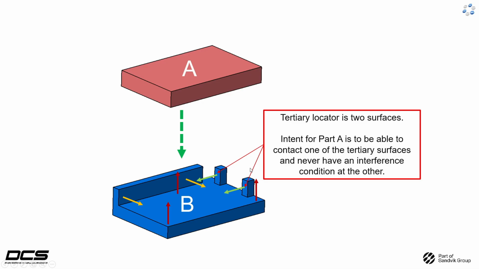So the intent here is for part A to be able to contact one of the tertiary surfaces, but never have an interference condition at the other. And we can achieve this with some conditional logic.